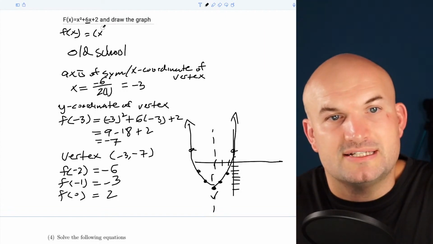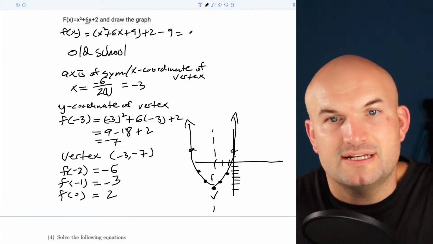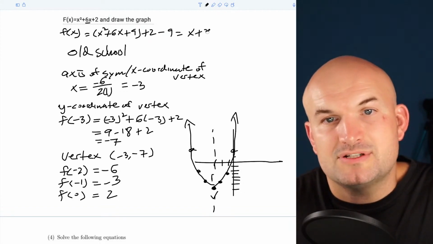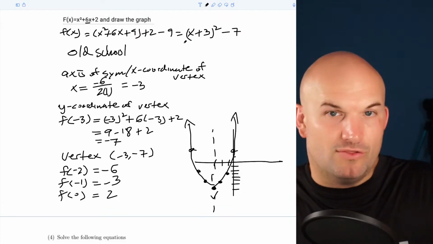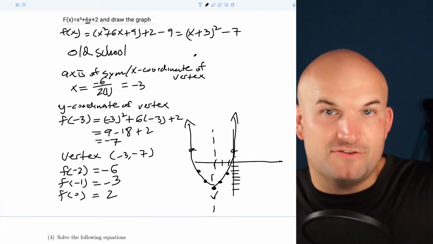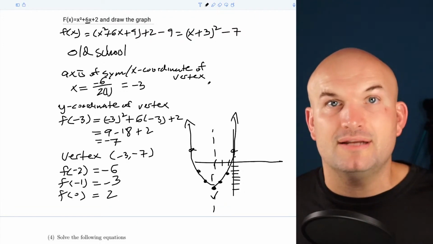So I could rewrite this as x squared plus 6x plus 9, plus 2 minus 9, right? So therefore, that's going to give me (x plus 3) quantity squared minus 7. And then you could just graph it. You know that the only transformations are going to be left 3, down 7. So you just take the regular parent graph, shift it left 3, down 7, and you are done.